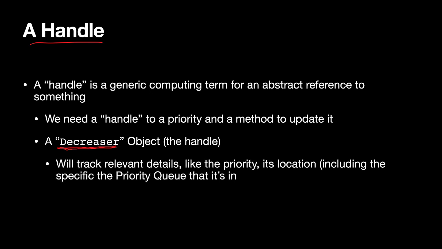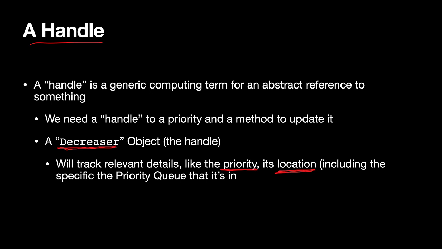So it's going to need to keep track of some important details. It'll need to keep track of the specific item that we're working with, the thing that represents the concept of priority. It also needs to keep track of its location somehow. And this notion of location is really about two things. It's about its physical location within a particular collection of data, and it's also about which collection it's in. It's pretty easy to have a program that has several different types of collections. So, for example, we could have a program that had multiple types of priority queues, or multiple priority queues. And a decreaser would need details about both where an item is within a particular collection and the specific collection of data that it's in.